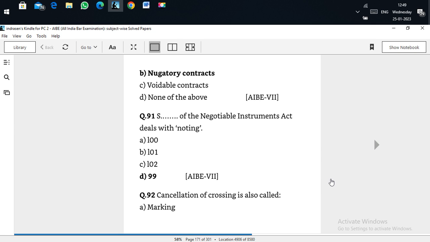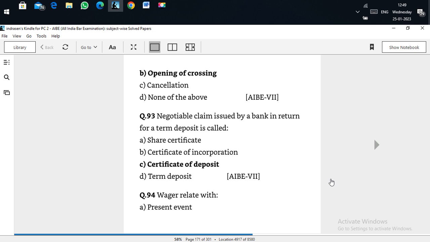Section 99 of the Negotiable Instruments Act deals with noting. Cancellation of a crossing is also called opening of a crossing. A negotiable claim issued by the bank in return for a term deposit is called a certificate of deposit.